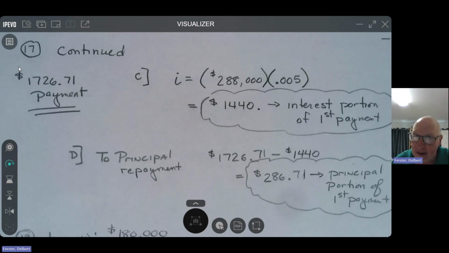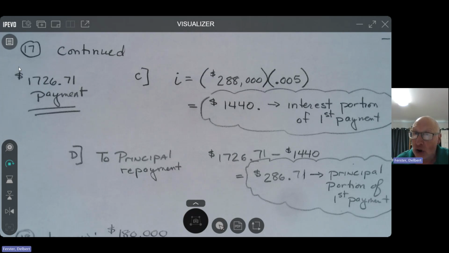The rest of the $1,726.71 first month's payment lowers the amount that we owe. So it diminishes our principal. So it goes to repay the principal. So you see on the second part of this calculation, we'll take the $1,726.71 and we'll knock off the $1,440 that went to pay interest, and we'll find out that $286.71 of that first payment went to repay the principal. And that, my friends, is the solution for part D. That's the portion that repays principal on the first payment.